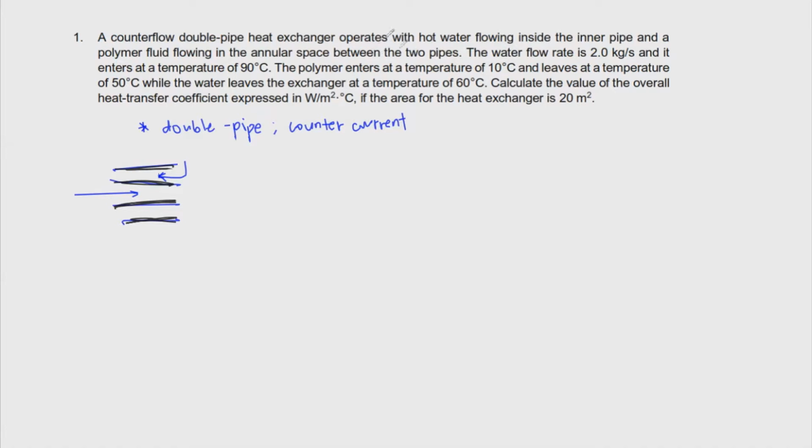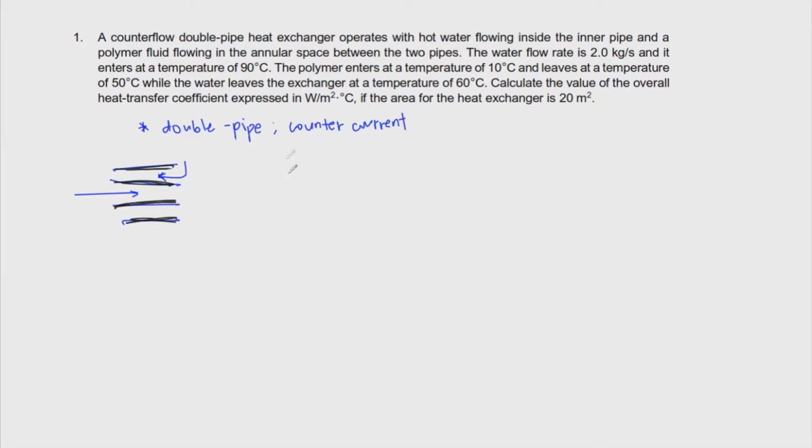So in this problem, let's identify the given. So meron tayong fluid na nag-enter on the inside, which is water yon. And then yung polymer fluid natin na nagkakos para yung ating hot water flowing inside will cool down, flows on the annular space between these two pipes.